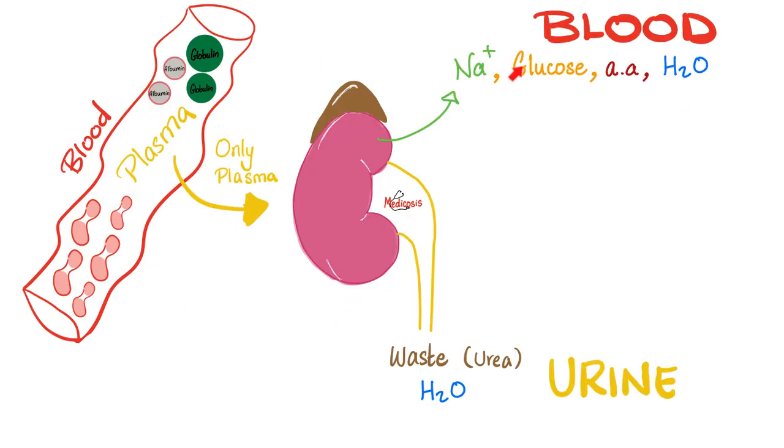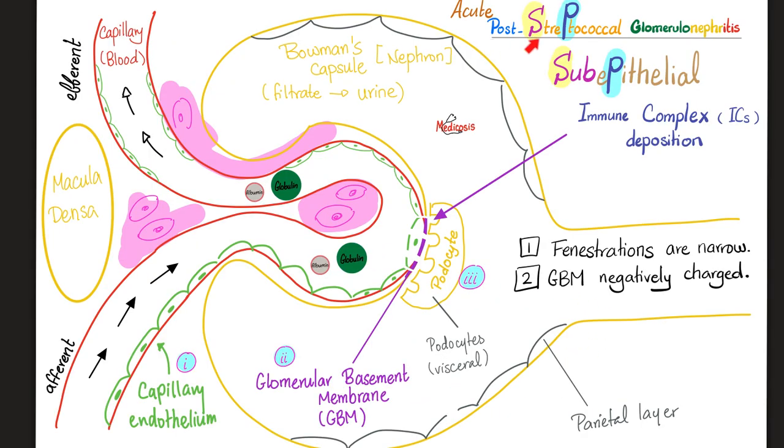When your kidney is losing blood, it is nephritic syndrome. When your kidney is losing protein, it is nephrotic syndrome. In acute post-streptococcal glomerulonephritis, your kidney is losing blood in the urine. Why? Because we have subepithelial immune complex deposits right here.